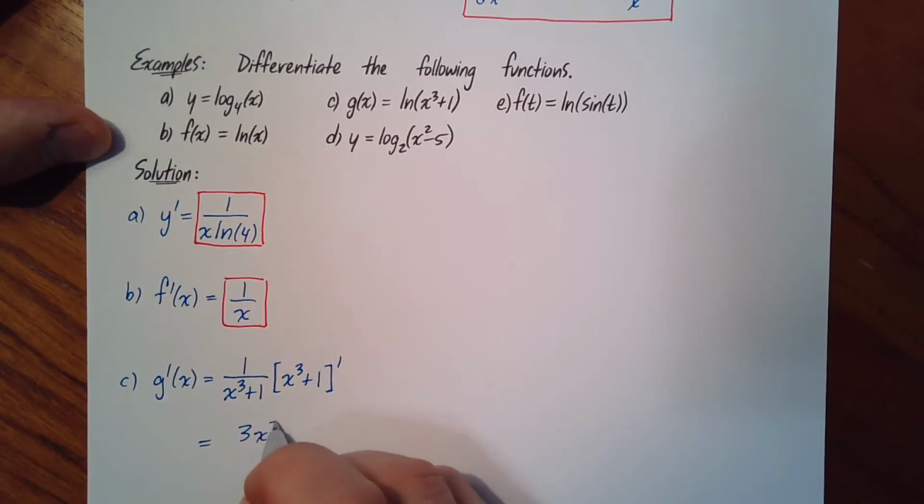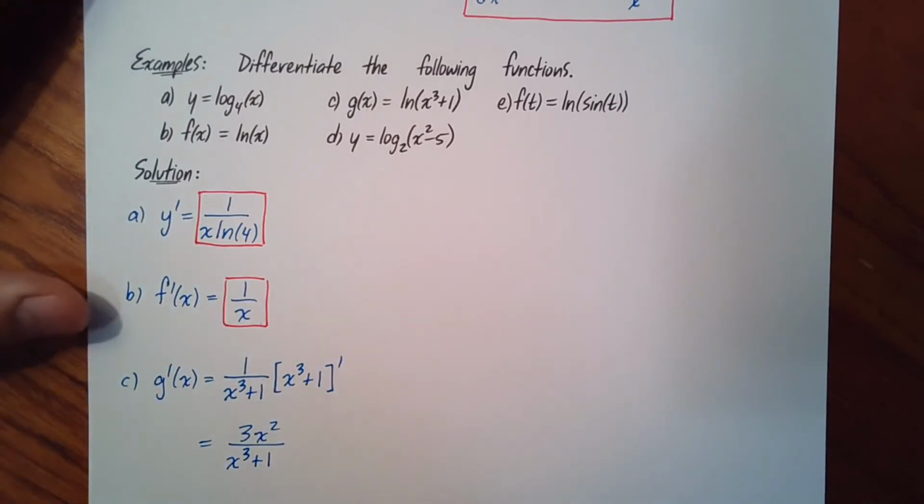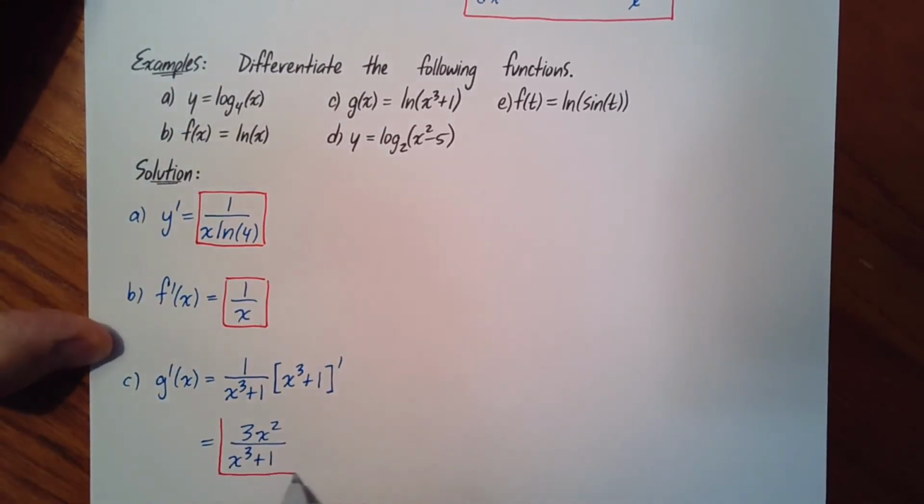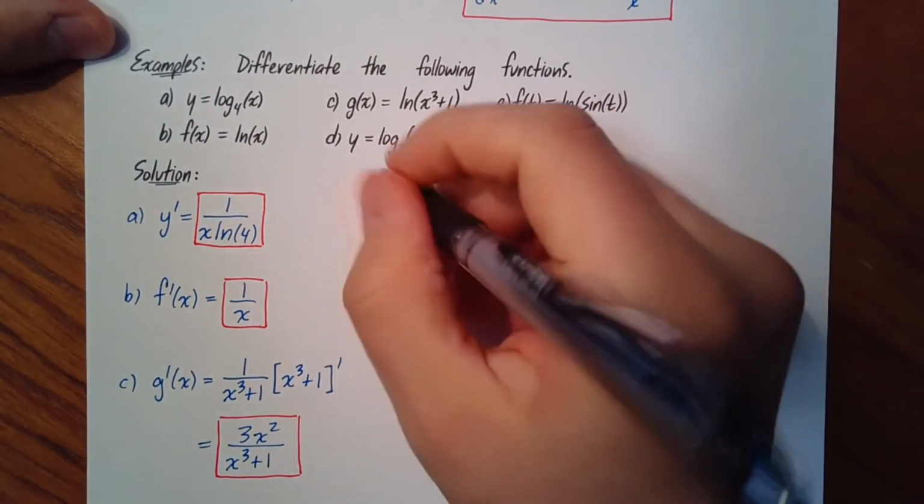Really, that's just going to be 3x squared over x cubed plus 1. And that is your derivative for part C. All right, so let's do these other two.